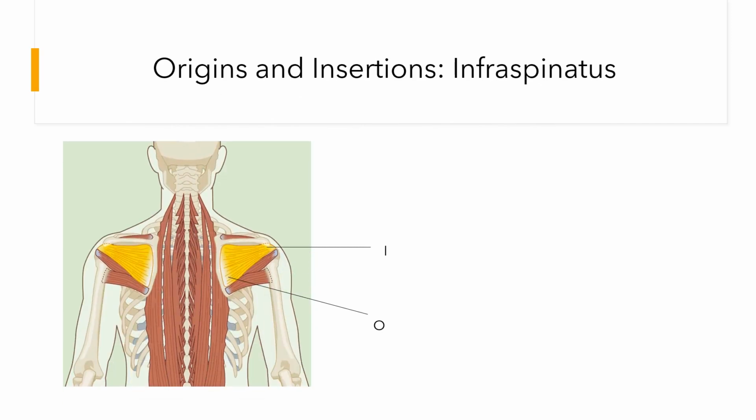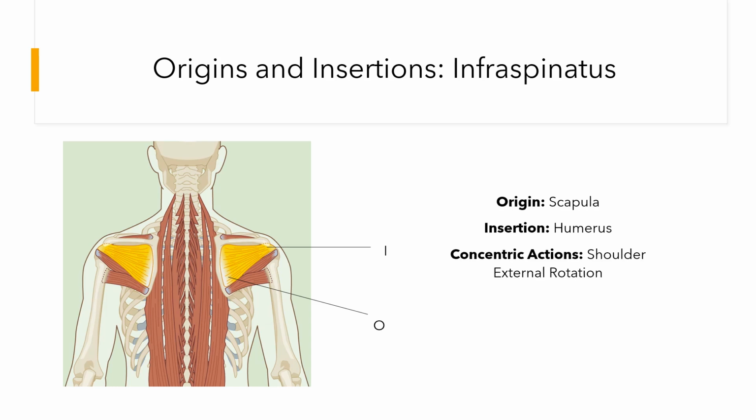Infraspinatus, so inferior to the spine of the scapula, underneath. So its origin is underneath. Call it the inferior border of the scapula. Inserts into the humerus, but the top of the humerus near the shoulder. Allows for external rotation as well. Eccentrically, you're going to get internal rotation.